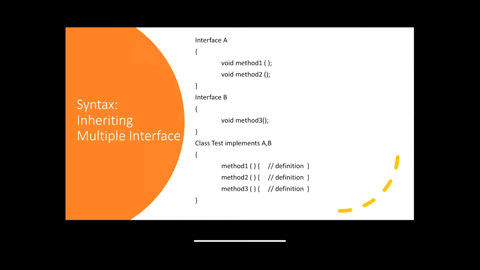In this example, you can see that interface A has two methods, method 1 and method 2. Interface B has one method, method 3. When the class test implements interfaces A and B, it is giving definitions to all the three methods that it is implementing.